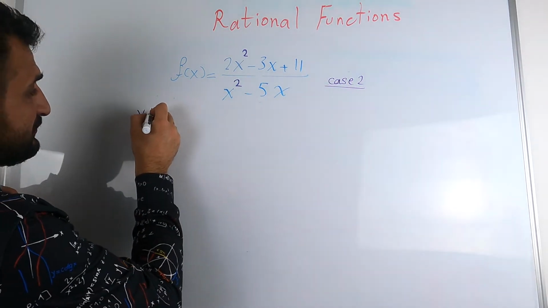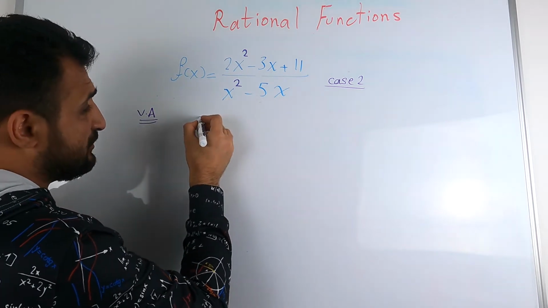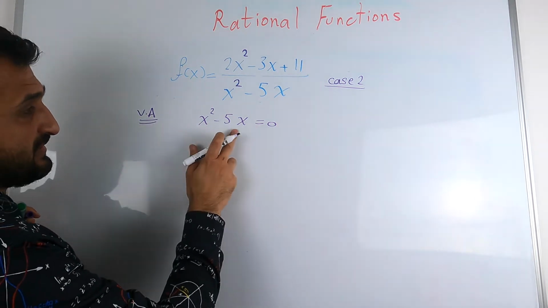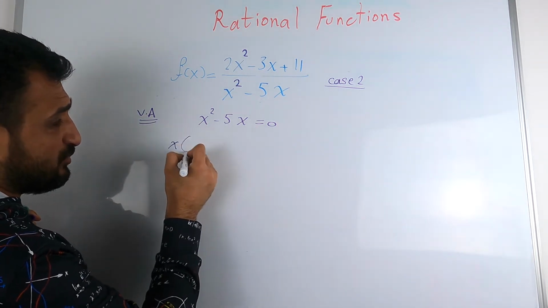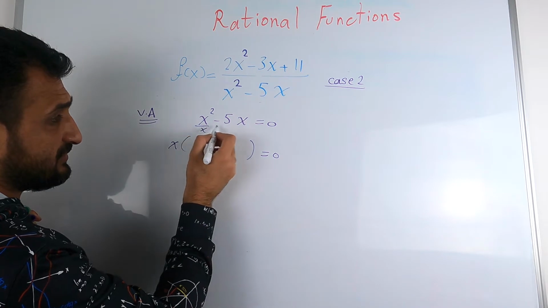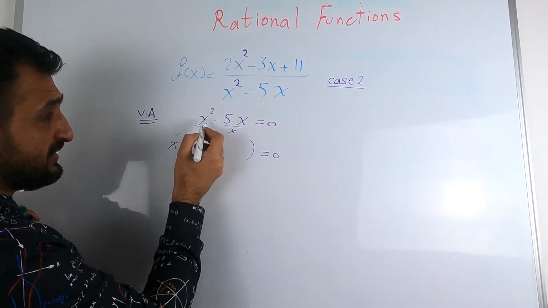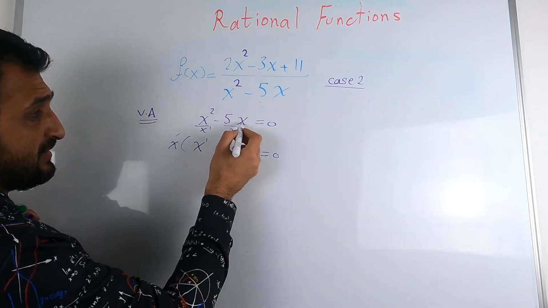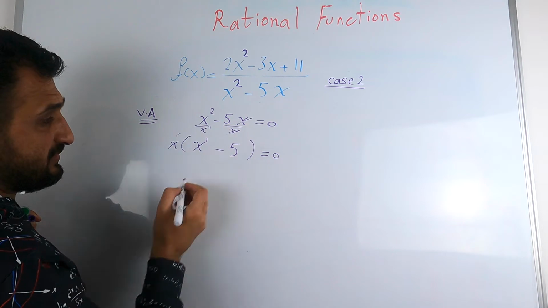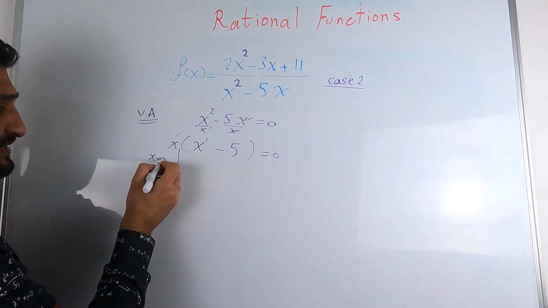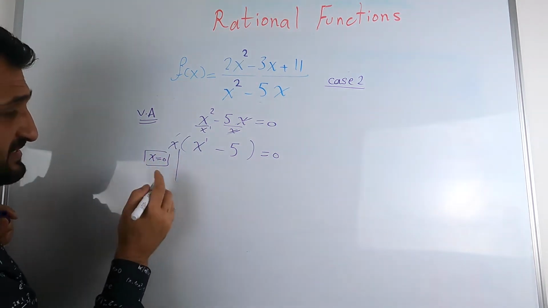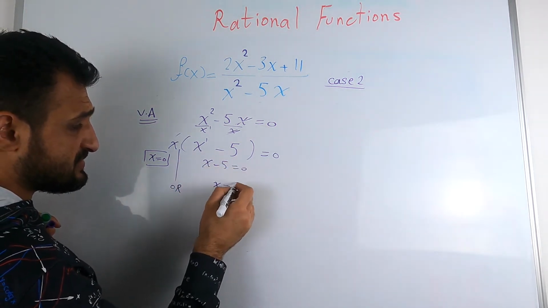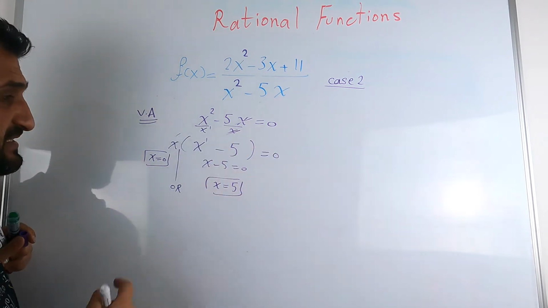Now, vertical asymptote. How to find it? We solve the denominator equals to 0. Since both have x, I can take x out as a common factor. Divide by x, because I moved it out. X squared divided by x, x power 1, because 2 minus 1 is 1. X deletes with x, so negative 5. Now either the first one is 0, so x is 0, this is the first vertical asymptote, or x minus 5 is 0, so x is 5. So here I have two vertical asymptotes.